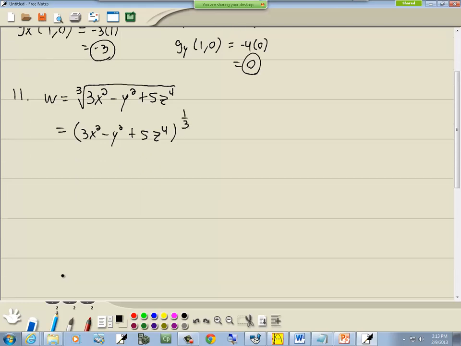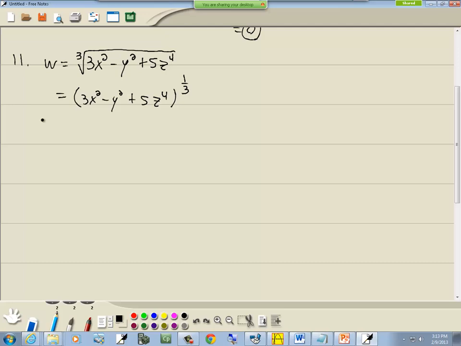And now let's find our derivatives. So we're going to take the partial of w with respect to x. Well, we got parentheses to a power. It's always the same. You take your power, put it out in front. What's inside the parentheses remains as is. You lower your power by 1, so we got 1/3 minus 1, times, and then you take the derivative of what's inside the parentheses with respect to x, since this is the partial with respect to x. Well, the negative y squared plus 5z to the fourth drops away because we treat those as constants. The derivative of 3x squared gives us 6x.